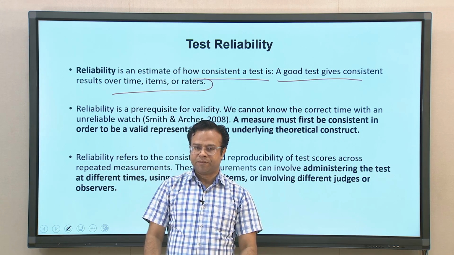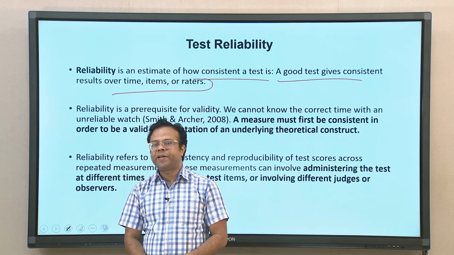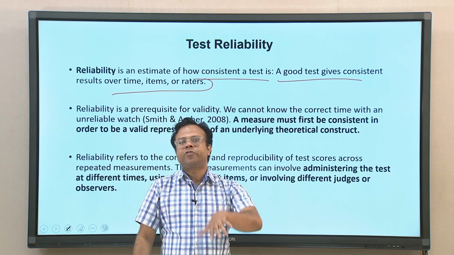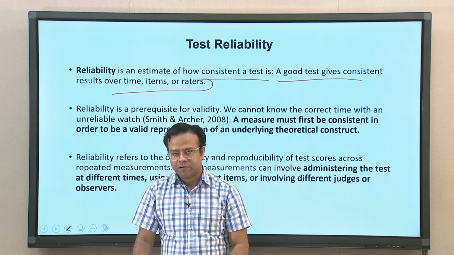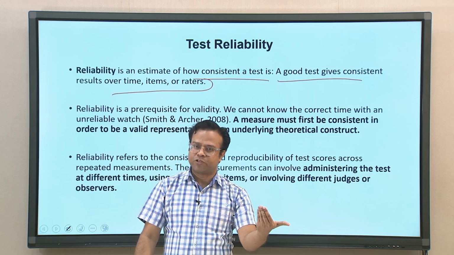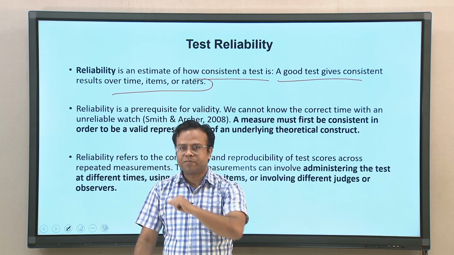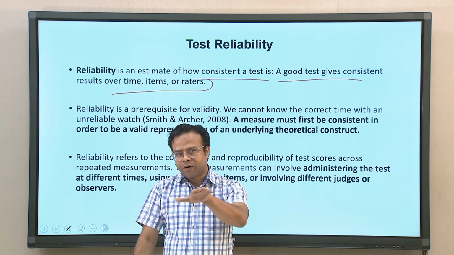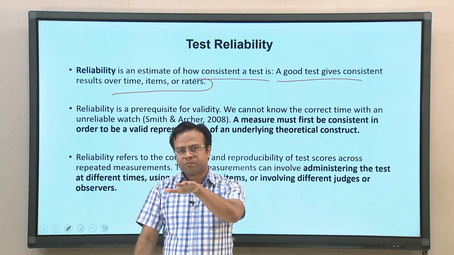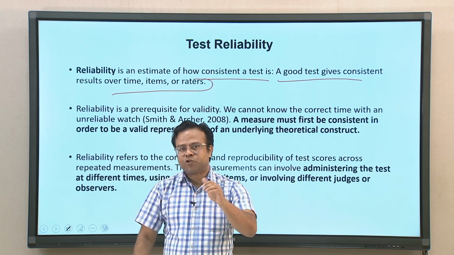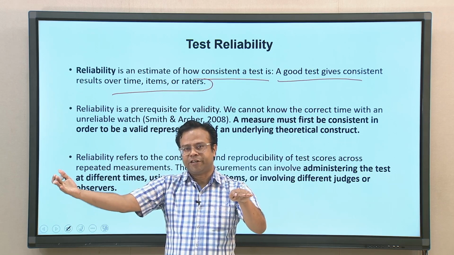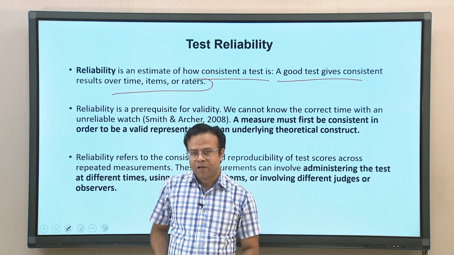So, consistently it is able to detect something. That is reliability. Reliability is a prerequisite of validity. So, without reliability a test cannot be valid. If a test is valid, then it will consistently give the scores, whatever they are, because it is valid. So, consistency is an indicator of validity also, because it is a prerequisite.